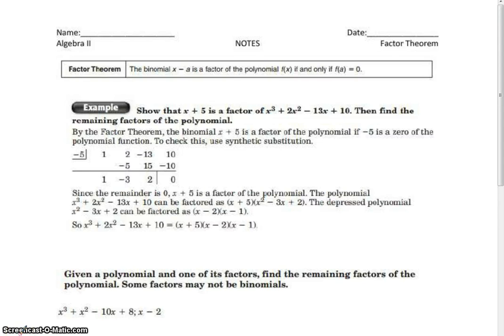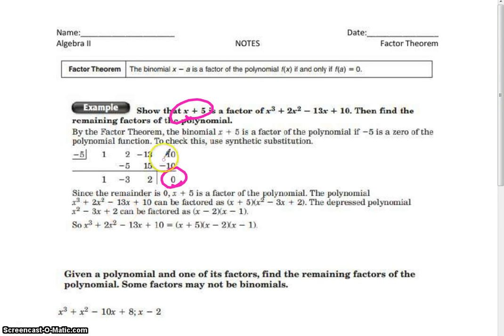This is for Algebra 2, and this is the factor theorem. The factor theorem states that the binomial x minus a is a factor of the polynomial f of x if and only if f of a equals 0. Basically what it's saying is that when they give you this and they want to know if it's a factor, you do synthetic division and the remainder must be 0.